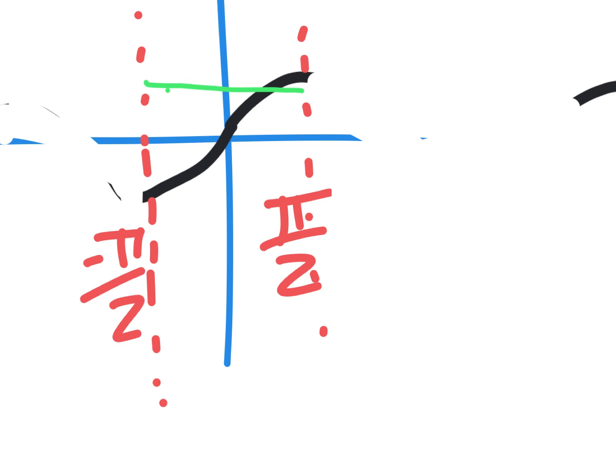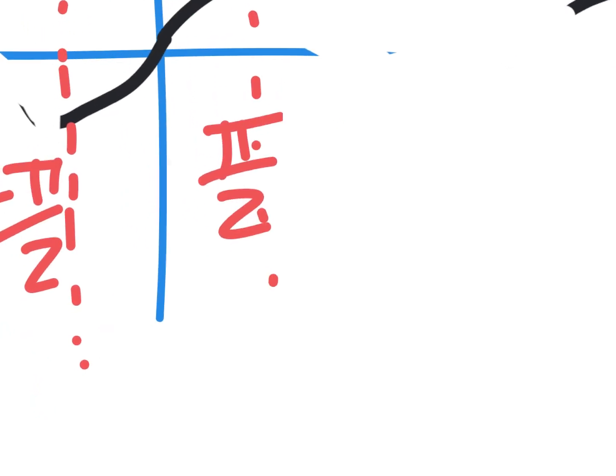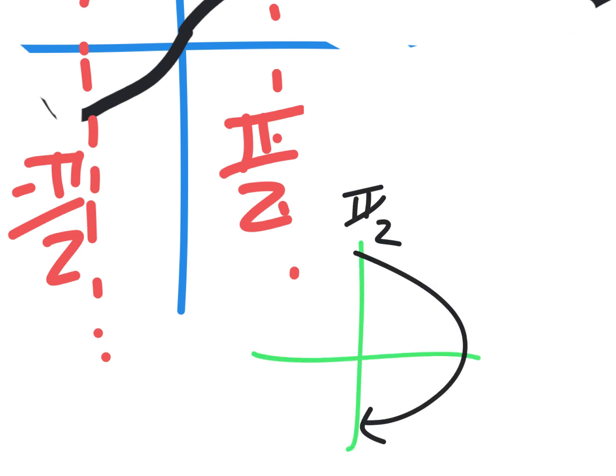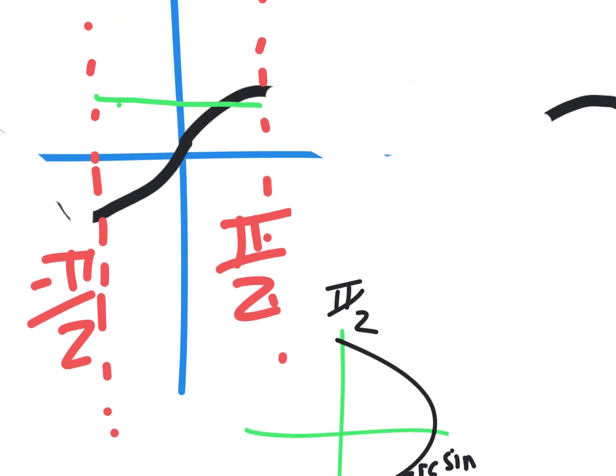Because regular sine between here and here passes a vertical line test and the horizontal line test. That's why, if I draw it again here, that's why inverse sine is allowed to go from pi over 2 to negative pi over 2. And that's arc sine. So there's the big picture of why that's only allowed from there to there.